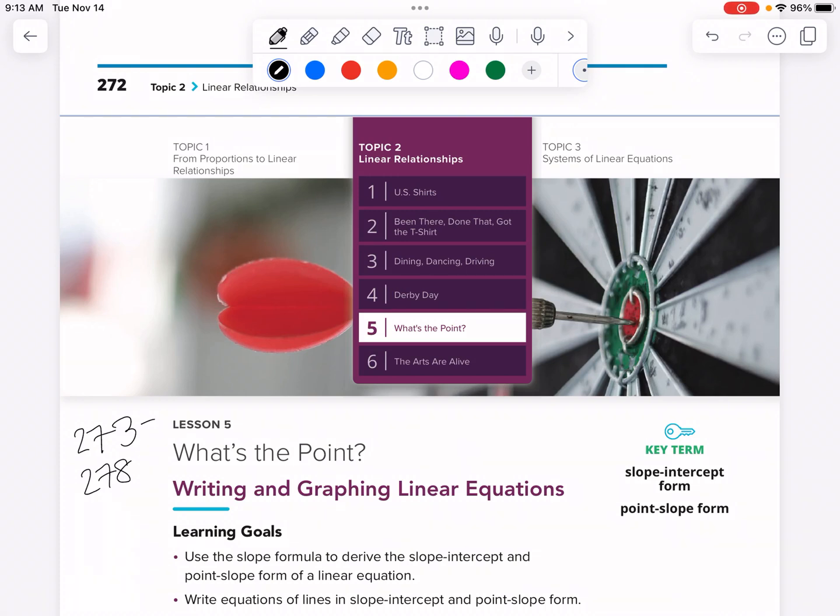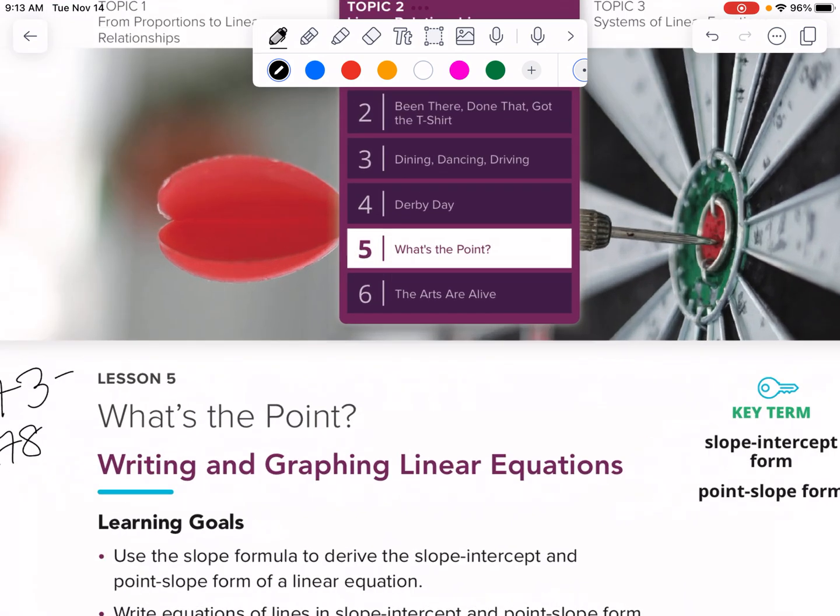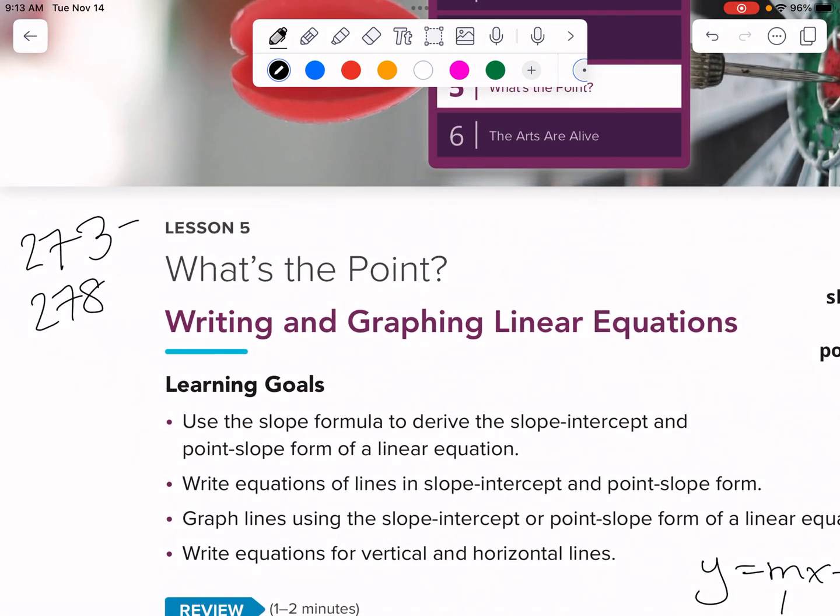Hello, we're working on module 2, topic 2, lesson 5. It's called What's the Point? We're focusing on pages 273 to 278, and this is writing and graphing linear equations.